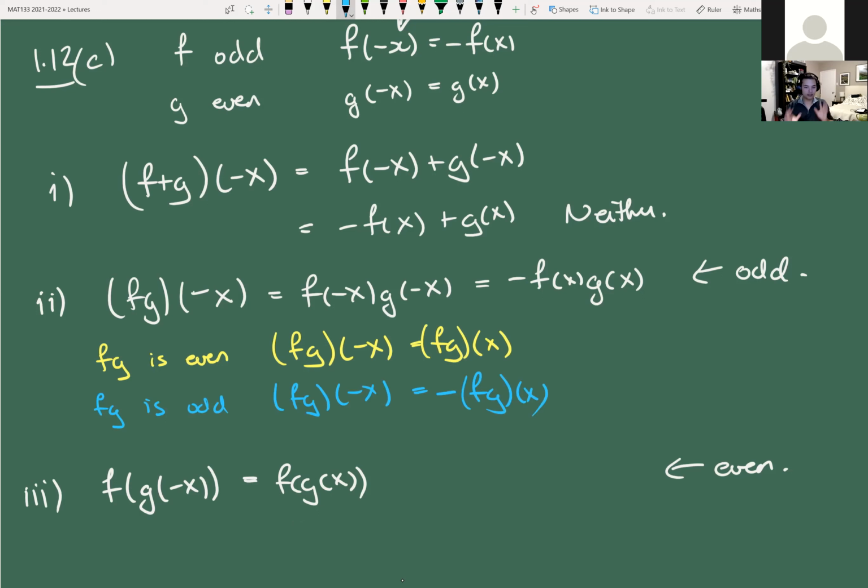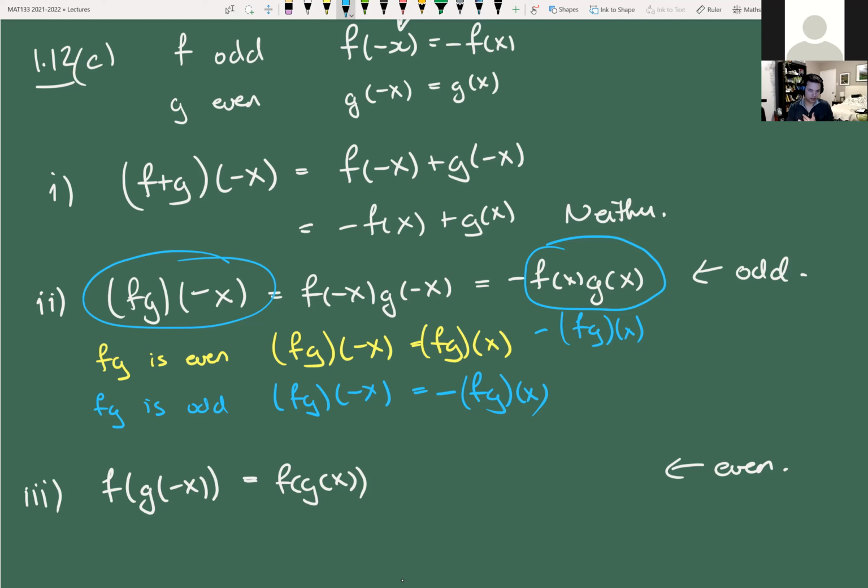So in both of those cases, I'm going to plug in negative x, right? So I do that up here. And I want to see, does the thing I get out have a minus sign in front of fg? This is f times g. Is it negative fg? Is it just fg? Or is it something completely and totally different, right? And in this case, we get negative fg of x. And so this function is odd, right? That's the blue thing.